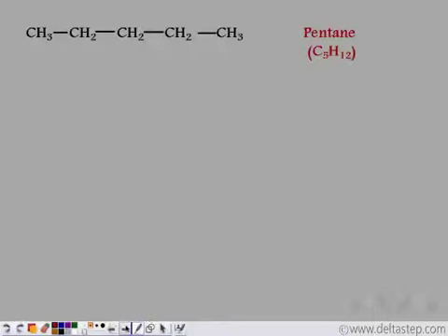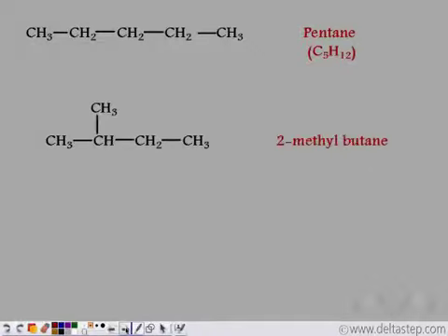Now, if we move one carbon atom, we bring it down. So this is how we can write it. We have moved one methyl group. We place it on the second carbon atom. In this case, if we count, we have 1, 2, 3, 4, 5, that is 5 carbon atoms. And we have 3, 4, 5, 6, 7, 8, 9, 10, 11, 12. So again, we have 12 hydrogen atoms. The molecular formula remains the same, that is C5H12. But in the first case, we had pentane. If we see the IUPAC name of this compound, we get 2-methyl butane.